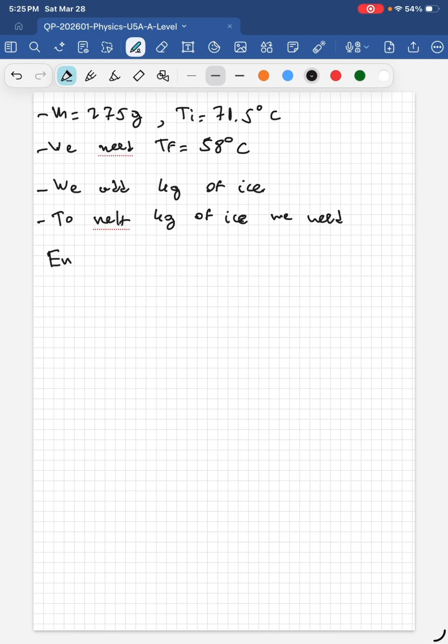Let's call it E melt. It is equal to the mass times the latent heat. The mass is 4 grams, so 4 times 10 to the negative 3 kilograms, times the value they give us, 3.34 times 10 to the 5. So this yields 1,336 joules.